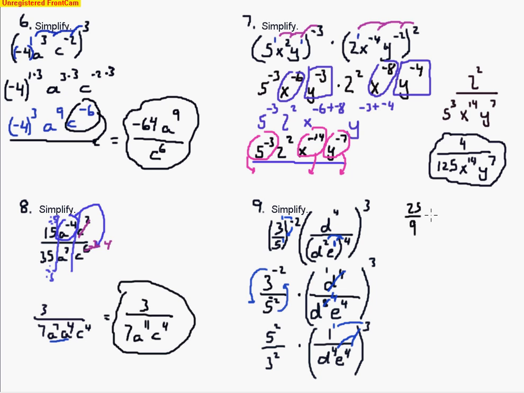And then I'll go ahead and rewrite what we've got here. We've got 1 to the 3rd. I've got a d to the 12th now, and an e to the 12th. Well, 1 to the 3rd just makes 1, so I don't need to worry about that. 1 times 25 is just 25, so we can now just rewrite this as one fraction. 25 over 9 d to the 12th, e to the 12th.